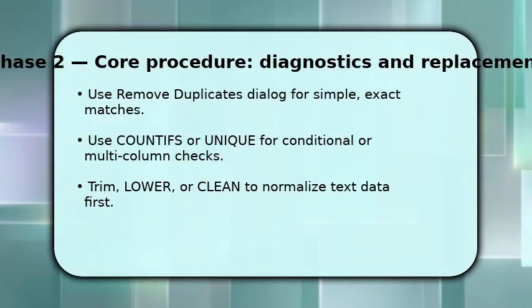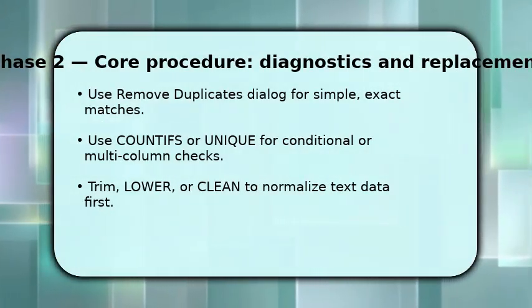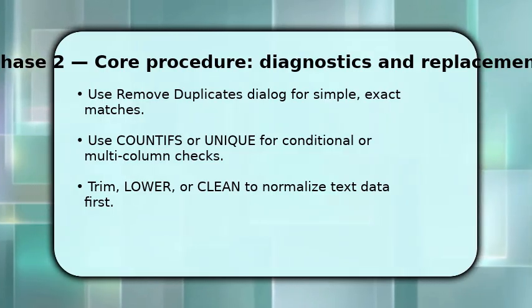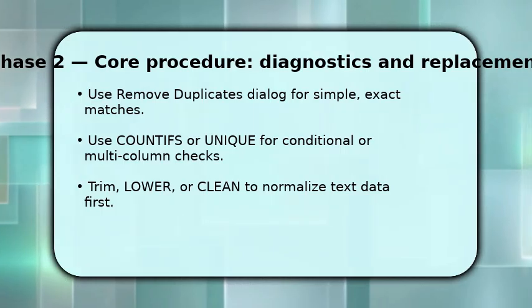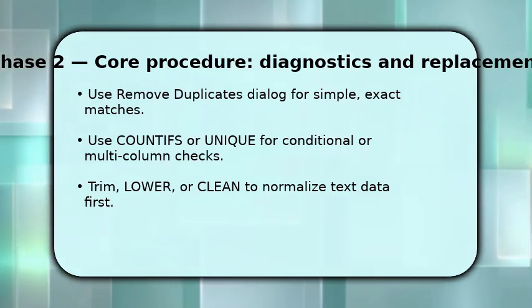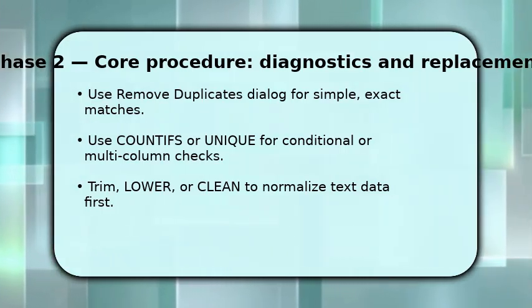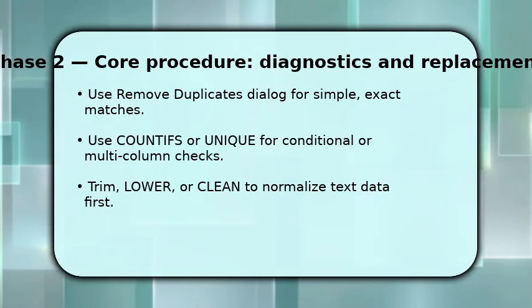You now choose the detection method based on needs. For exact, simple matches, use Data, Remove Duplicates, and pick columns. This is fast and destructive, so be cautious. For more control, add a helper column with formulas like COUNTIFS or UNIQUE to mark duplicates across multiple columns.